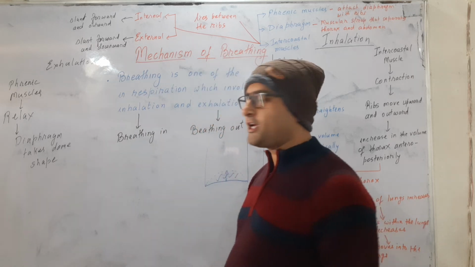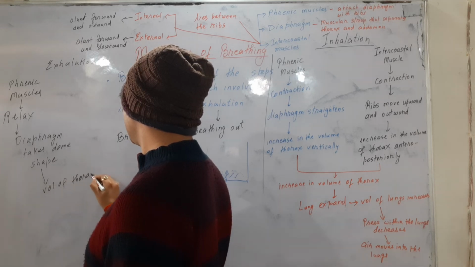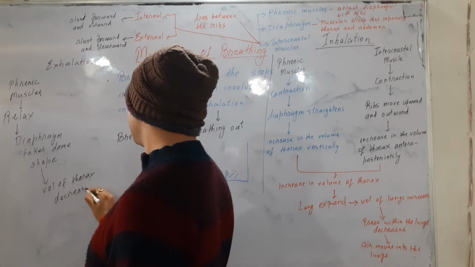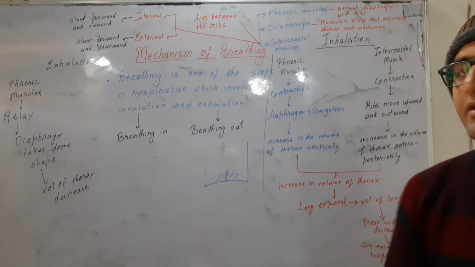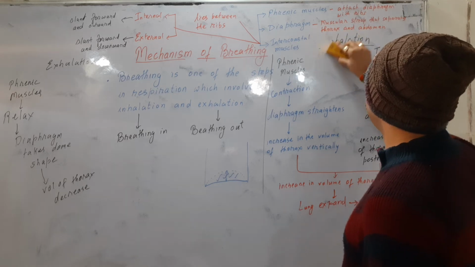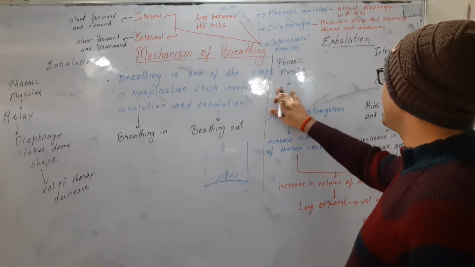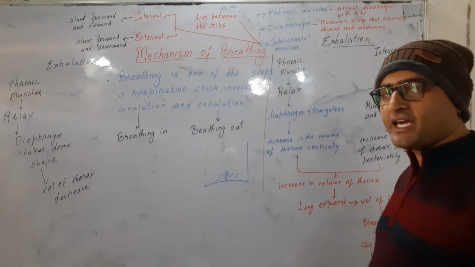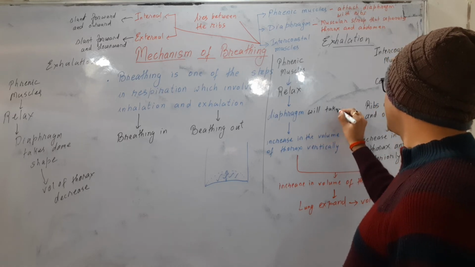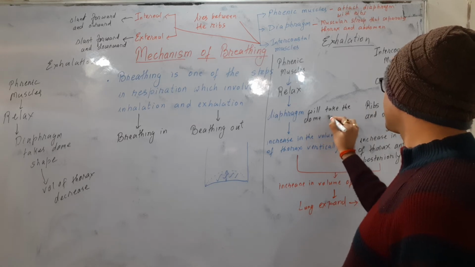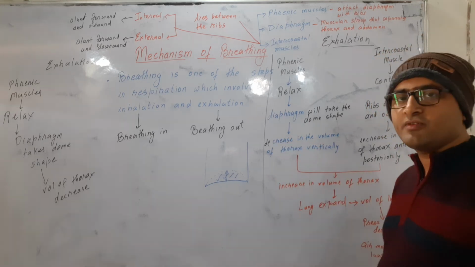Now when the diaphragm takes the dome shape, what happens? The volume of thorax will decrease. So what is happening? It is happening just reverse of this. We have already seen inhalation, so if we want to talk about exhalation, exactly the opposite will happen. Phrenic muscles, instead of contraction, will relax. The diaphragm was straightening, now the diaphragm will take the dome shape. When it takes the dome shape, decrease in the volume of thorax will take place vertically.